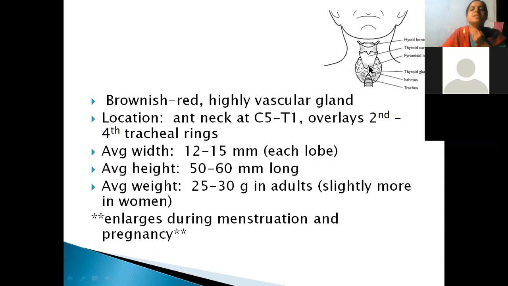The level at which it is situated in the neck is extending from the C5, C6, C7 cervical vertebrae and the first thoracic vertebra, and we see its location over the second to fourth tracheal rings. The average width is 12 to 15 millimeters for each lobe, and the average height is 5 to 6 centimeters. You can write it better instead of 50 to 60 mm, which is nothing but 5 to 6 centimeters long. Then the average weight is 25 to 30 grams in adults. This thyroid gland usually increases in size during menstruation and pregnancy.